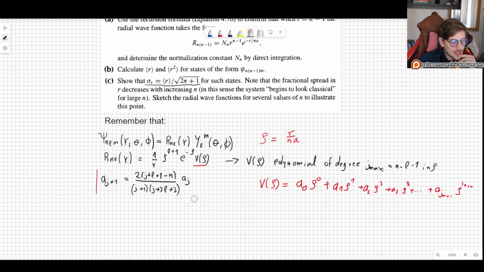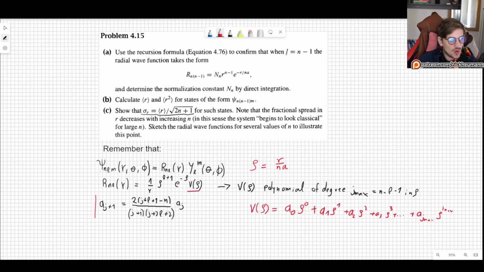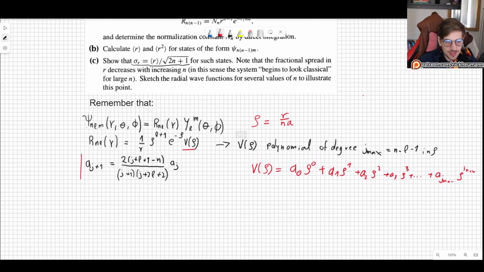Okay, so with this now, we want to solve this case. However, as we will see, we are interested in the case where l is equal to n-1. And by the way, it's quite important here to keep in mind, how do we know what the maximum j is? Well, we simply know it because at some j, this thing here is going to be 0, right?